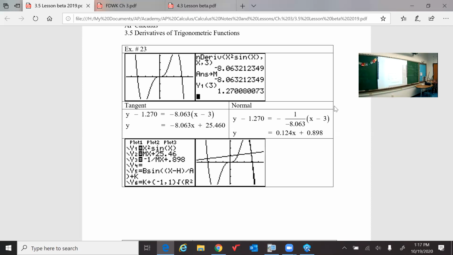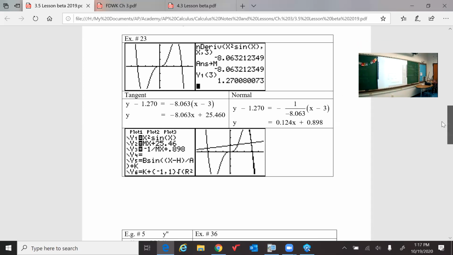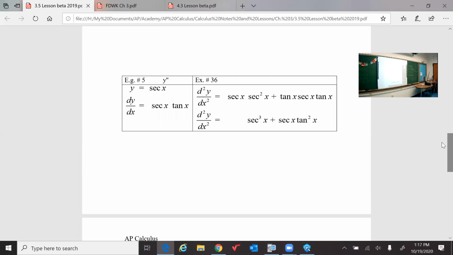Example number 5 is a second derivative. So we can do second derivatives the same way we did the first derivative. Ready? So this secant, the parent graph is 1 over the cosine. So to get the derivative, we would do the quotient rule. But we're concerned about the second derivative, so we're just going to skip to the second derivative. Because we saw in the textbook, the derivative of secant is secant tan from the quotient. For the second derivative of this, I've got to take the derivative of this.